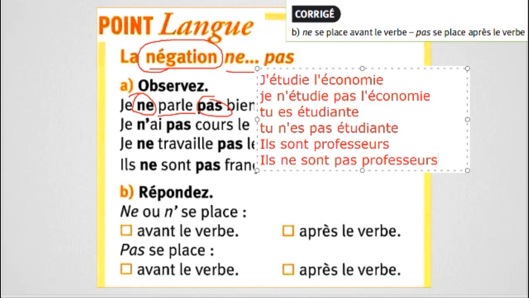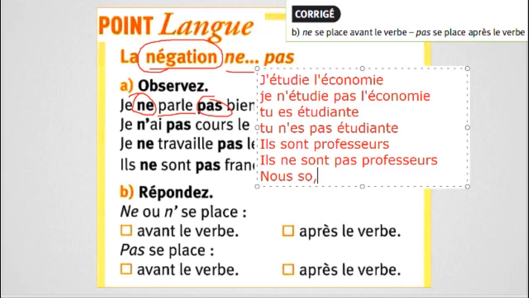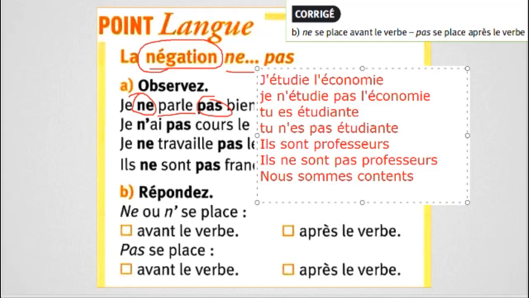And okay, last one. Nous sommes contents. Content is happy. Nous sommes contents. Nous ne sommes pas contents. Nous, notre jeu. Nous. Ne. Sommes. Very good. Pas contents.